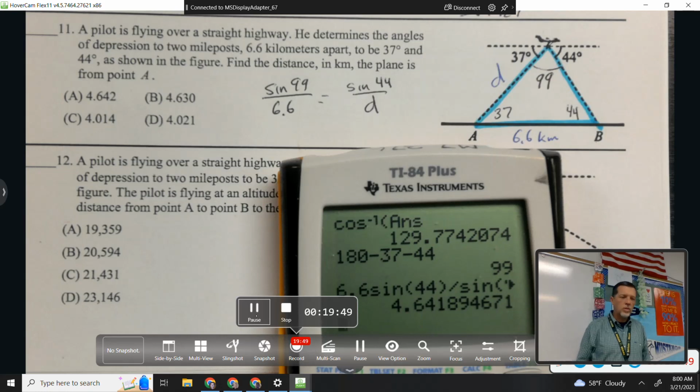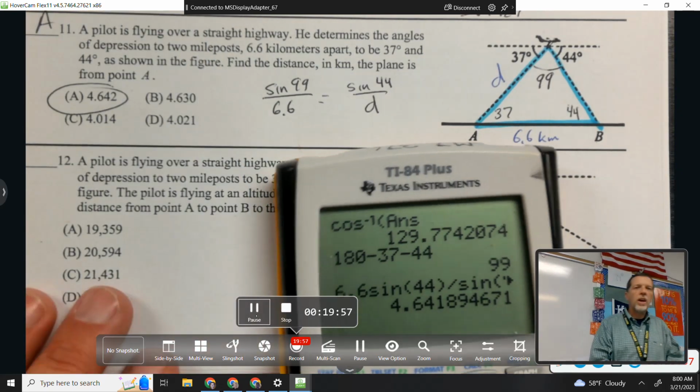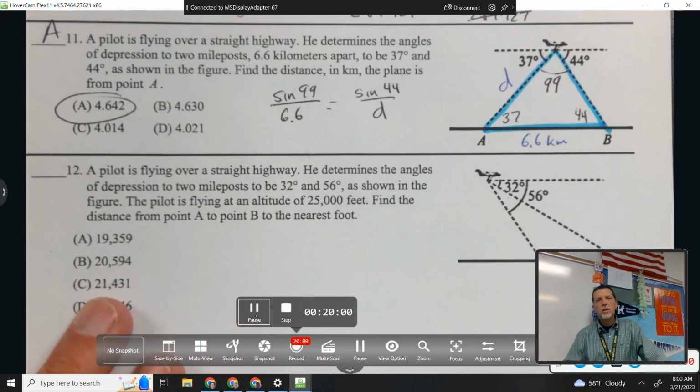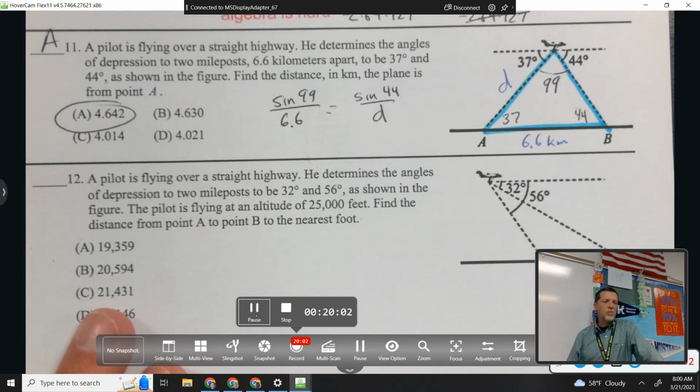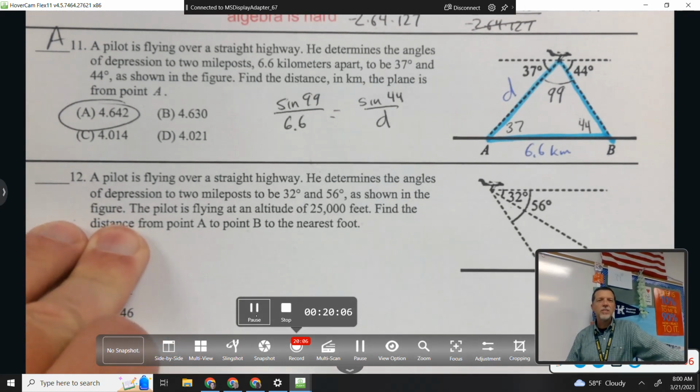Cross multiply and divide. 4.642. So answer choice A. But I think with most of these, the problem is not the law of sines or cosines, it's figuring out the missing angles. Let's do one more together, and that's number 13.